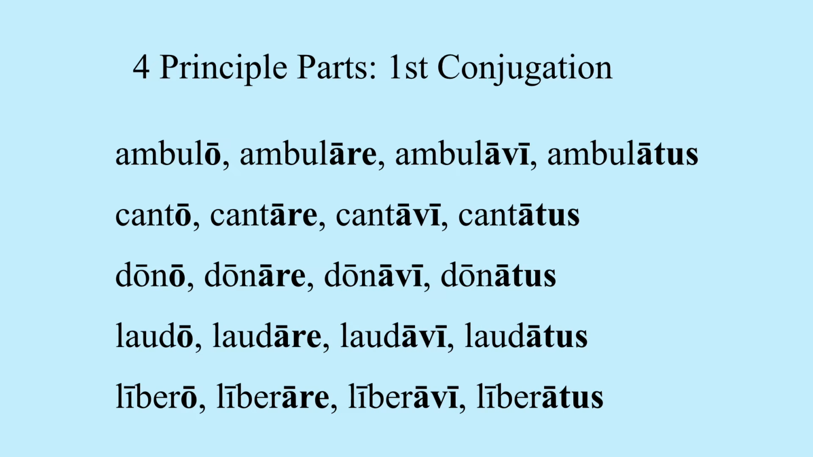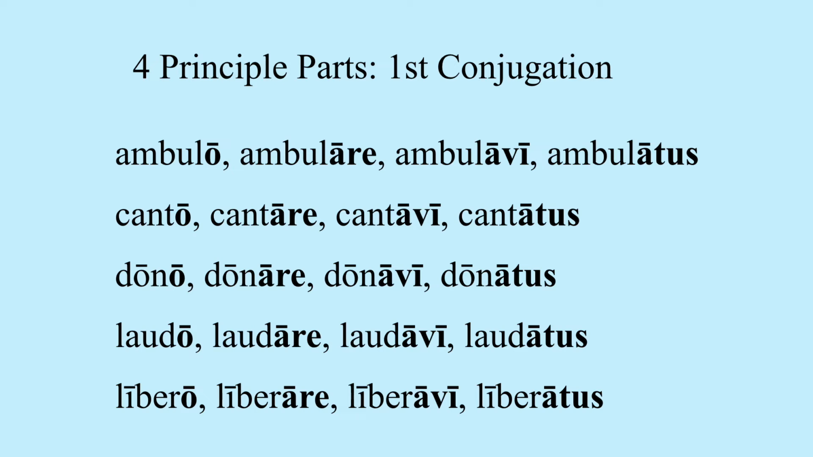So let's look at the four principal parts of the first conjugation. And luckily for us, the principal parts of the first conjugation are very, very regular. I've got the endings highlighted here. Ambulo, ambulare, ambulavi, ambulatus. You see the O is highlighted, ARE, avi, atus. And that's exactly what you see for the next verb, which means to sing. Canto, cantare, cantavi, cantatus. We see a similar pattern yet again when we go to the verb to give. Dono, donare, donavi, donatus. Again, laudo, laudare, laudavi, laudatus.